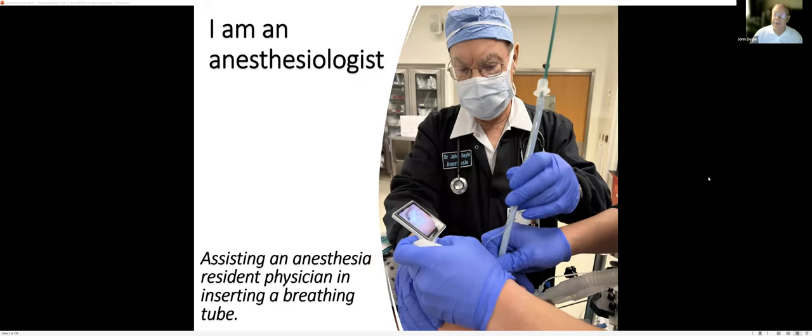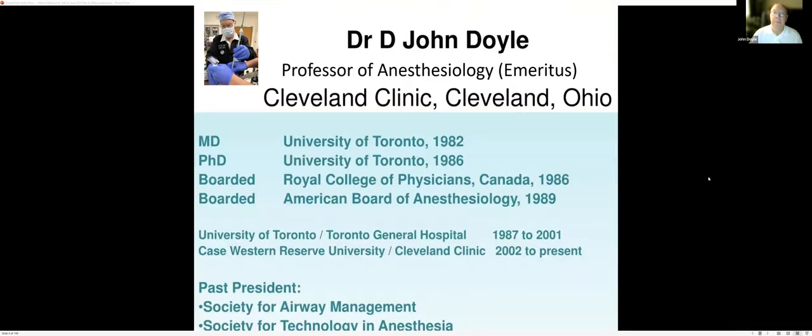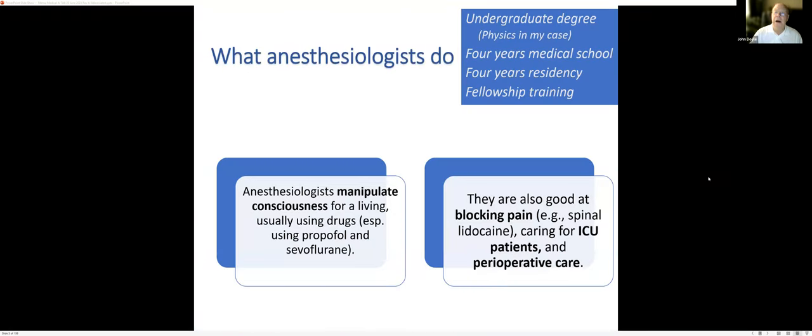I'm an anesthesiologist. Here's a recent photograph of me assisting an anesthesia resident in inserting a breathing tube, or endotracheal tube. Here are my clinical credentials: graduated from the University of Toronto in '82 in medicine, and past president of the Society of Airway Management and the Society for Technology in Anesthesia. But I also have other qualifications I'll bring to your attention.